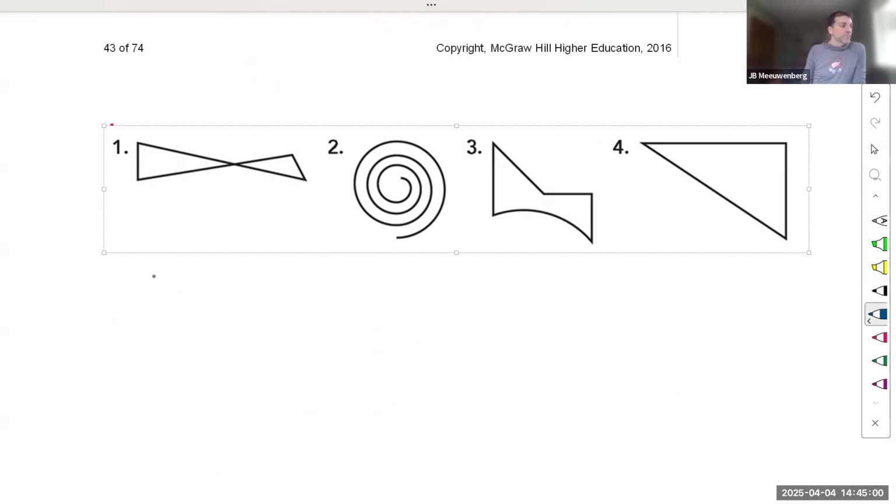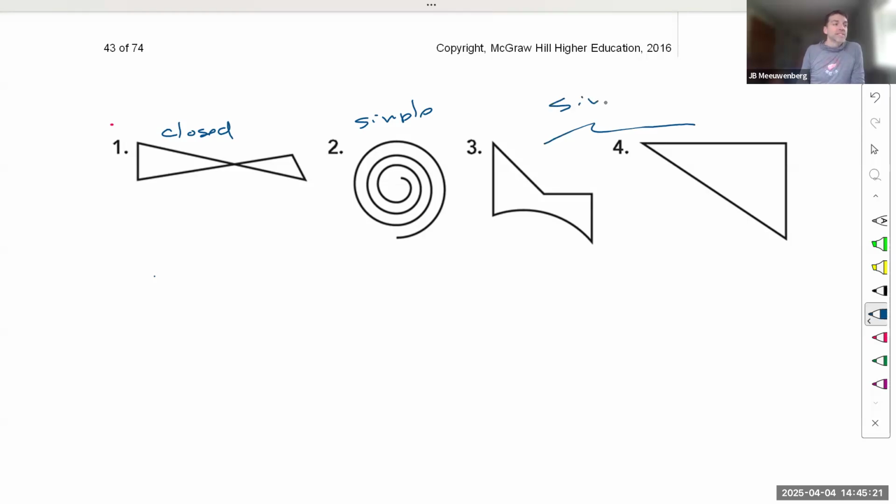So number one is a closed curve. It starts and ends, but it crosses itself. Number two is simple. It never crossed itself, but it started and ended at different spots. Three and four, those are both simple closed because they never cross themselves, but they also start and end at the exact same spot.